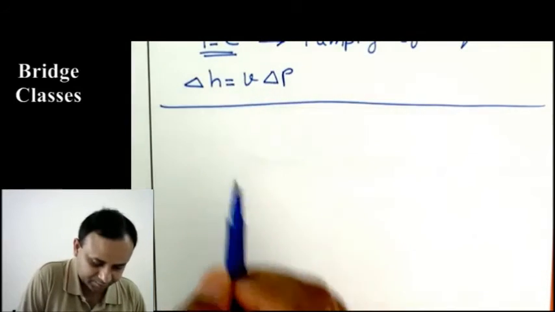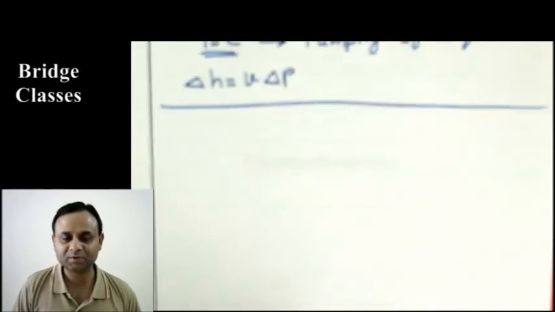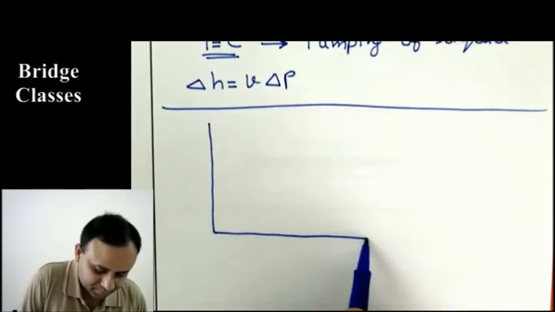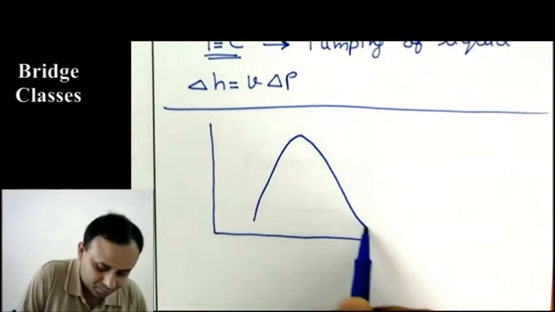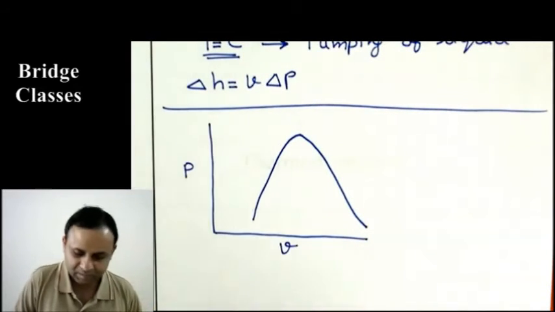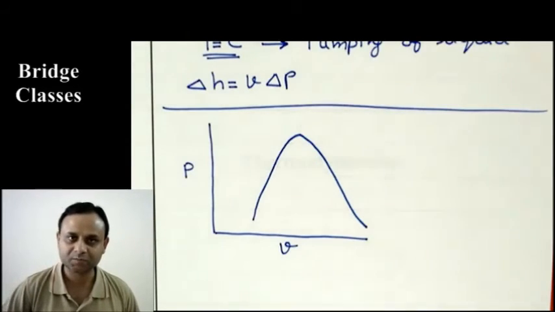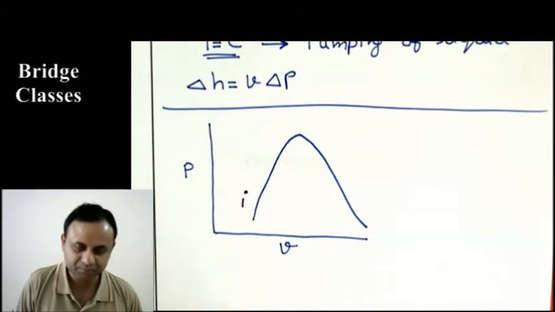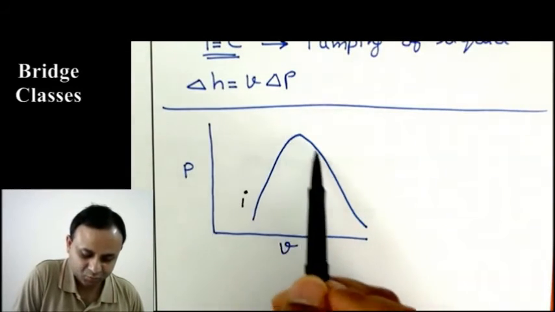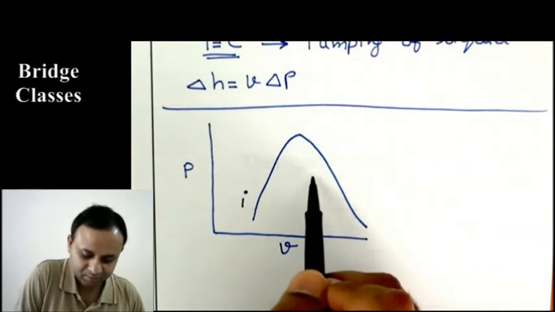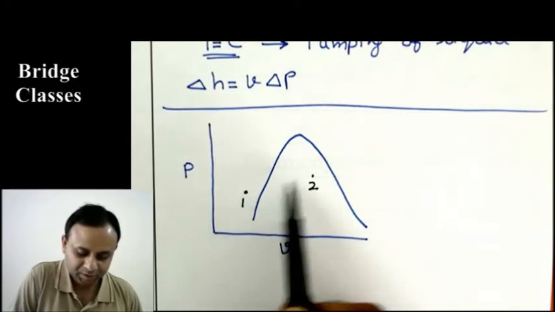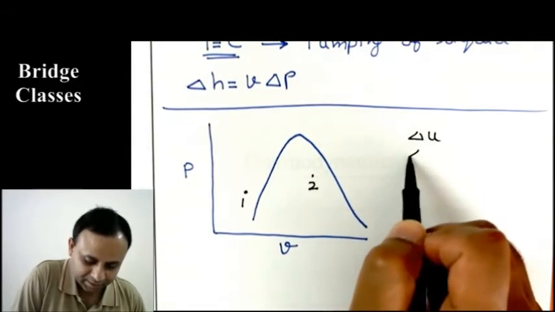Okay, and let me also clarify one thing. These equations are applicable only for an incompressible substance. So for example, let us say this is a vapor dome, say a PV diagram, and say the substance is water. It could be any substance, we are taking water. And say its initial state is here, 1, and say the final state could be inside the vapor dome or could be here. I'm just taking, say, this is the final state. And we have to determine delta U or delta H.